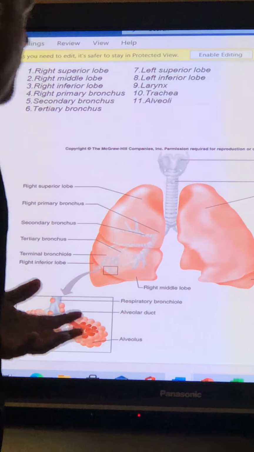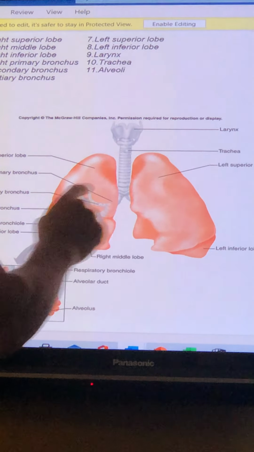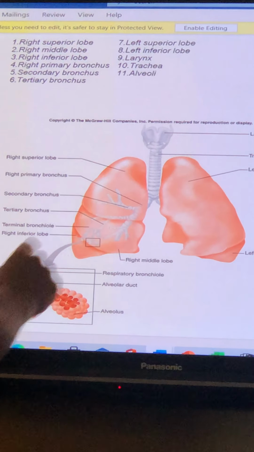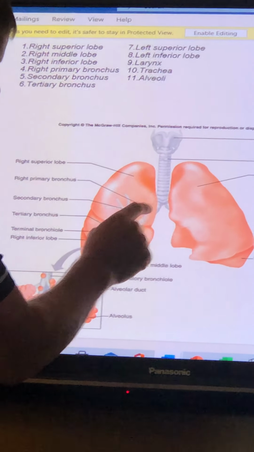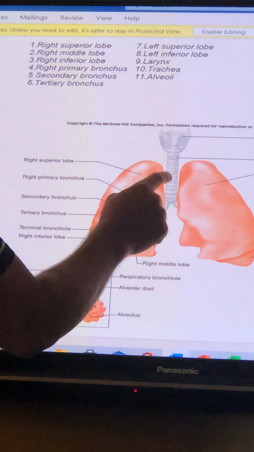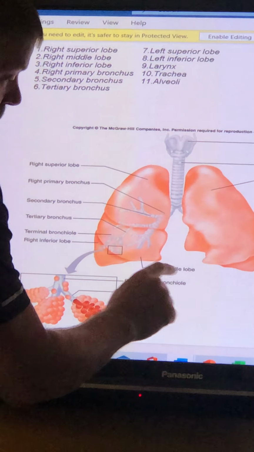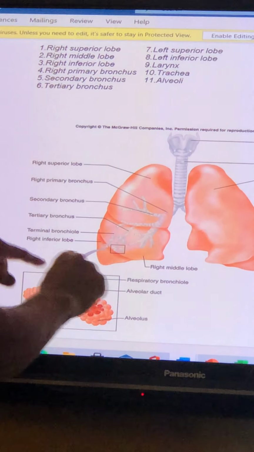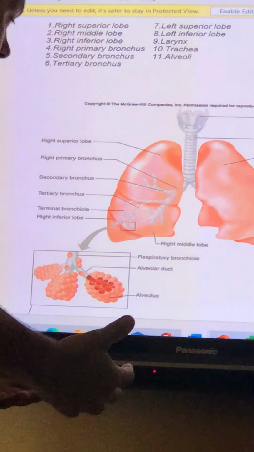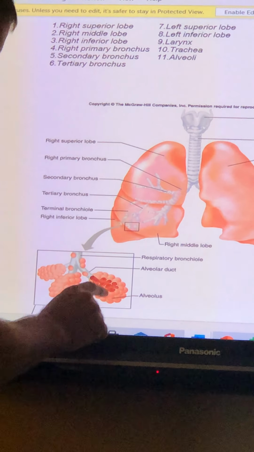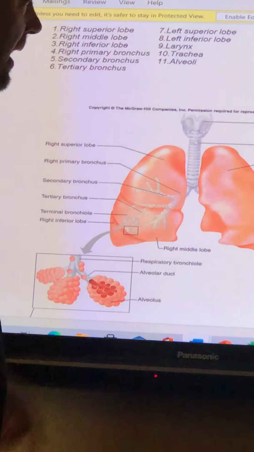Some of this is a little difficult to see, but I do want you to know the larynx, the trachea, the right superior lobe, the right primary bronchus, which is kind of translucent through here. It's the first branch off the trachea. I want you to know the right inferior lobe, and then down here the right middle lobe, and then in the little inset, the terminal branch of the respiratory tree are the alveolus, or alveoli is plural. So these are the air sacs.